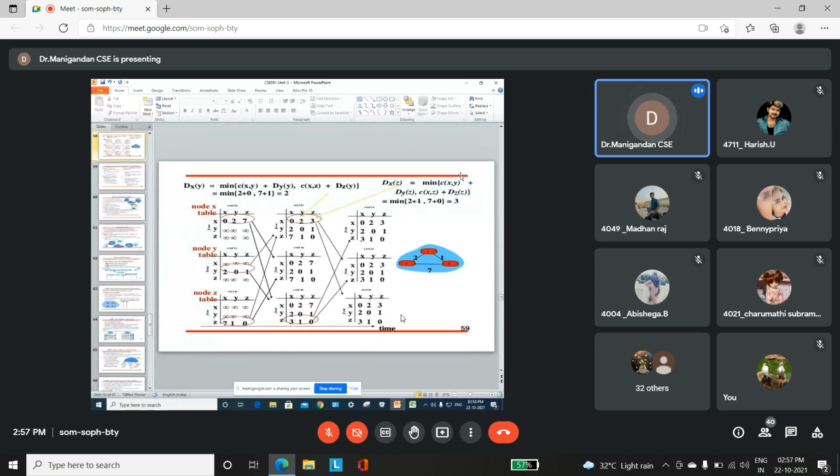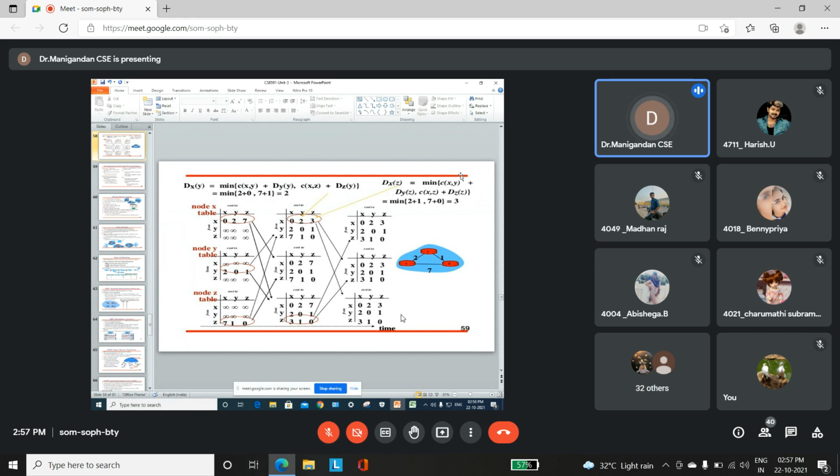So the distance vector path between the source and destination will be the one with the minimum value. The total duration is the cost from the x node to the y node, and then from the y node to the z node, the total from one node to another node.